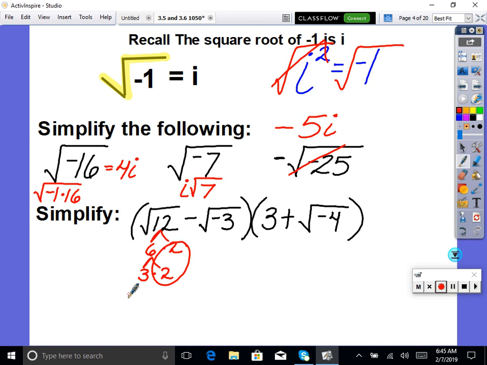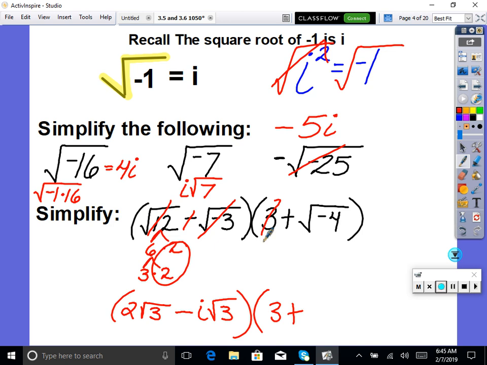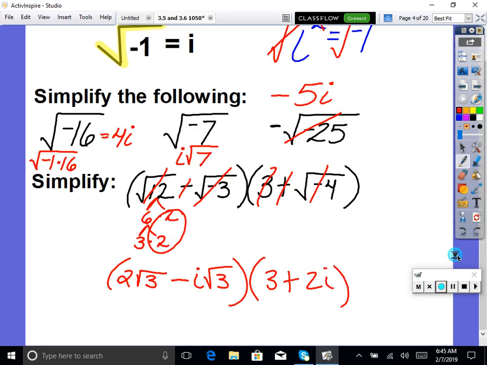So I'm rewriting this problem. This is 2 root 3 minus i root 3, and then I have times 3 plus 2i. And now I can distribute this out. So let's go ahead and do this. Let me give myself some room here.